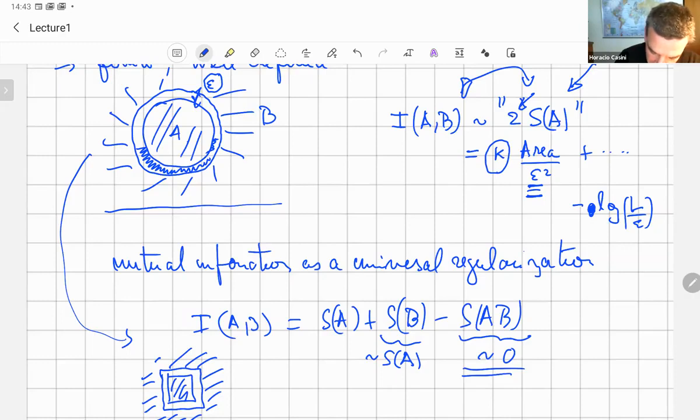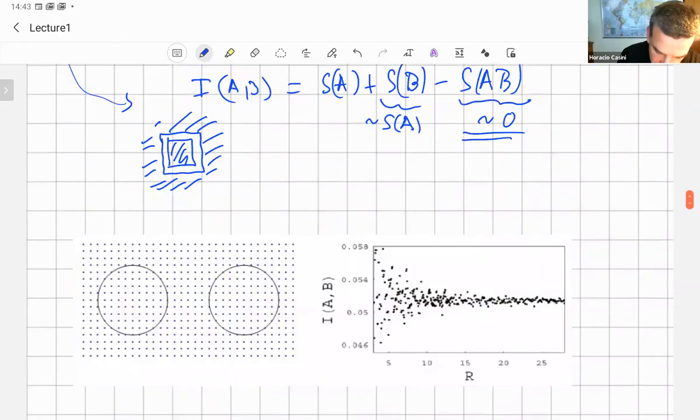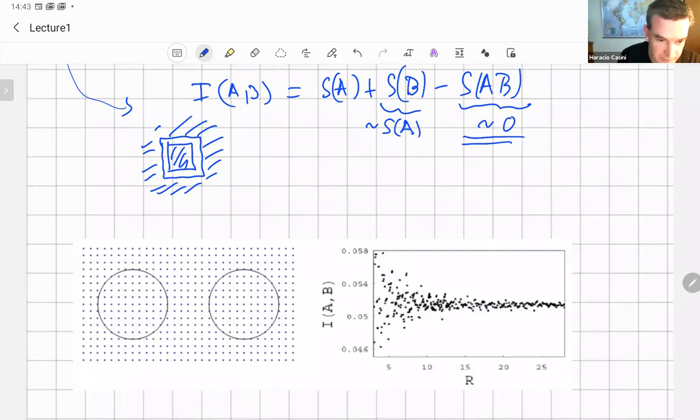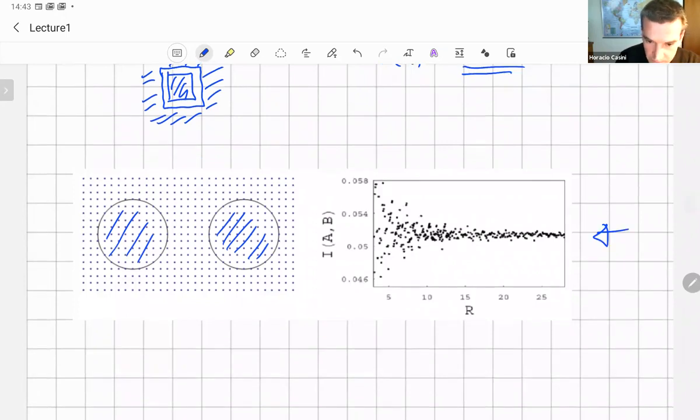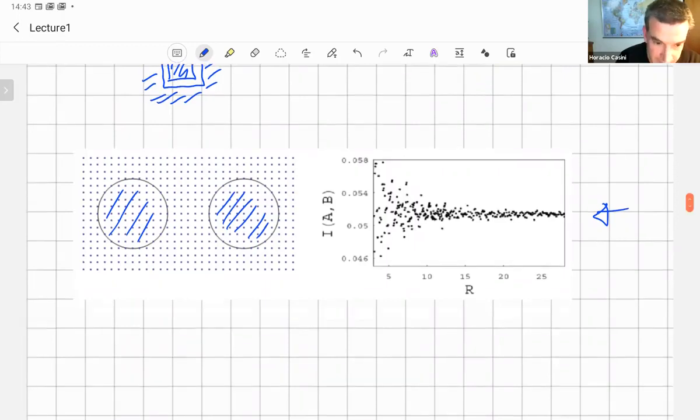So this is a picture, for example, for the free scalar in 2+1 dimensions. You have two circles, which is very bad for you. You have a circle and you increase the size of the circle, and everything starts oscillating because of the lattice points. But if you compute the mutual information, you get something that pretty nicely converges to a fixed value quite fast, while the entropy does not converge to anything, it always fluctuates.